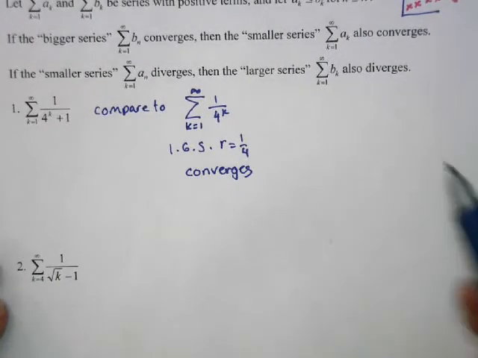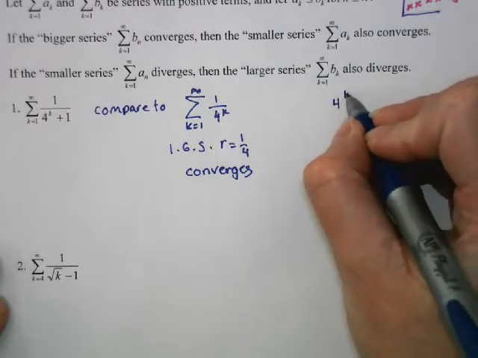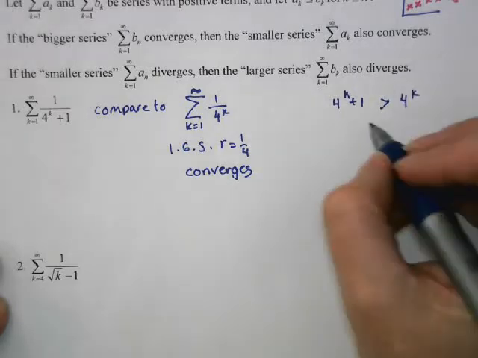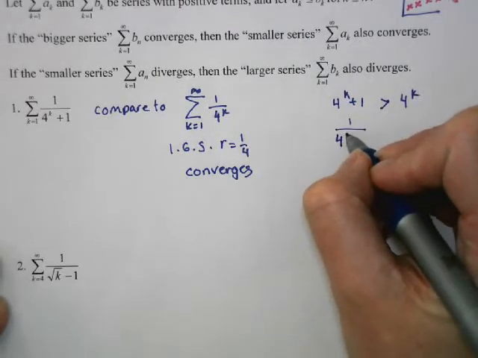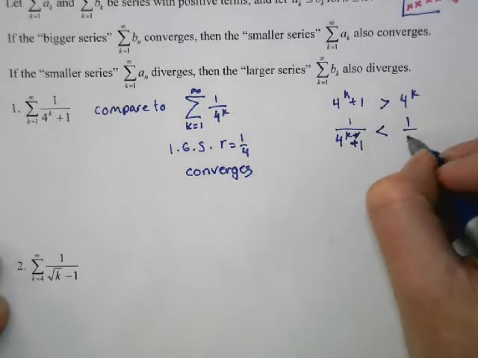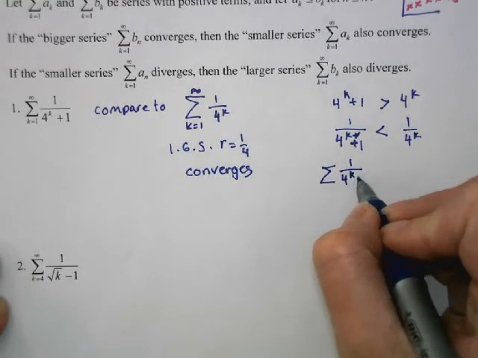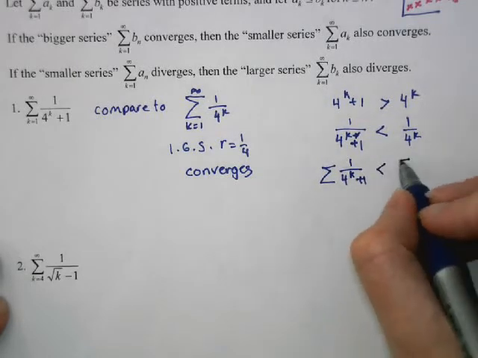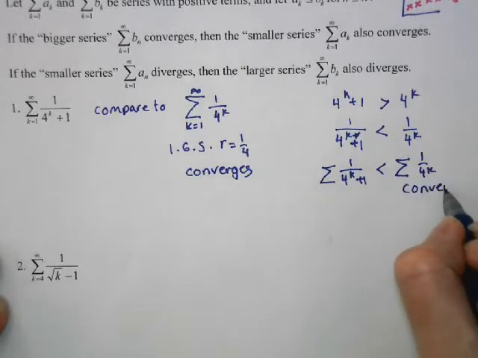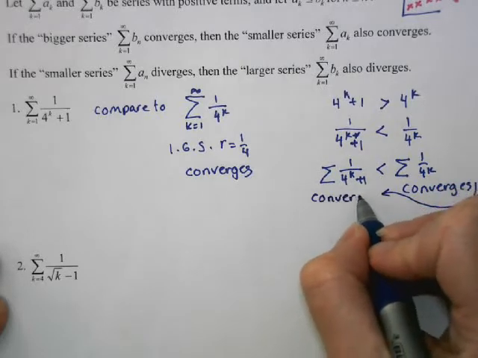Then we're going to build the comparison between these two. So I have 4 to the k plus 1 will be bigger than 4 to the k. If I take the reciprocal, that will be smaller, which means the series 1/4 to the k plus 1 is less than 1/4 to the k. We know this one converges, which means this one converges.